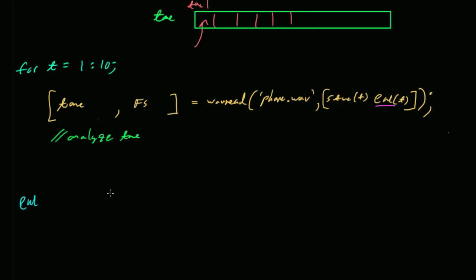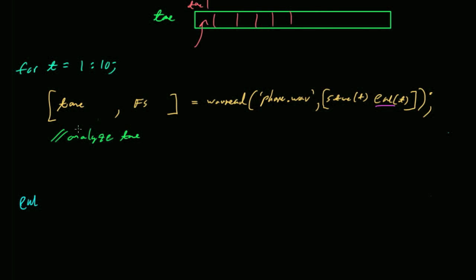So load in the first tone, analyze it, and that's it. Once you've analyzed it, you don't need it anymore. Loop back, load in the second tone, analyze that. Wash, rinse, repeat. Right? Once you've analyzed it, you don't need to hold on to it anymore. That's one way of doing it. There's another way, if you care to know.